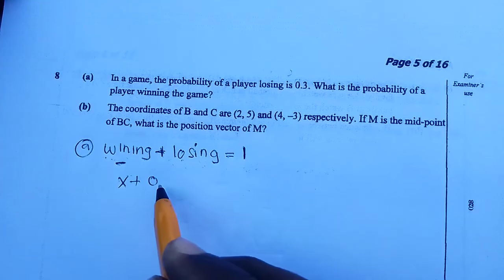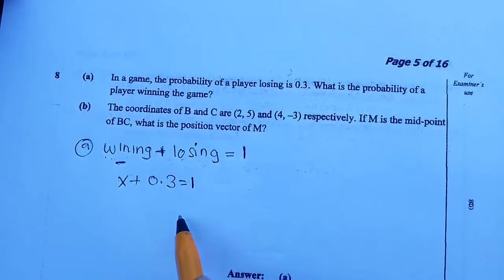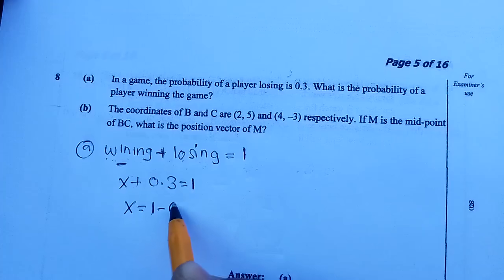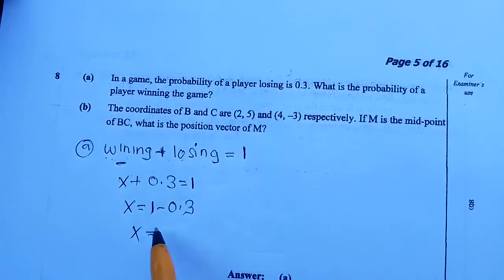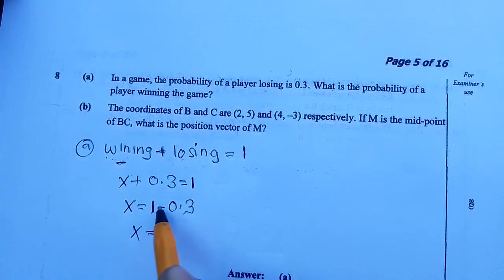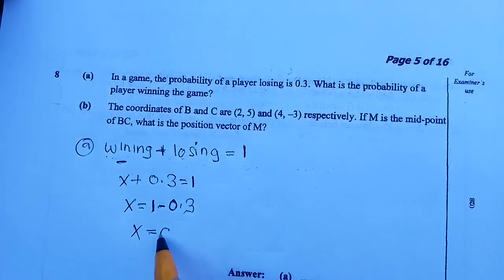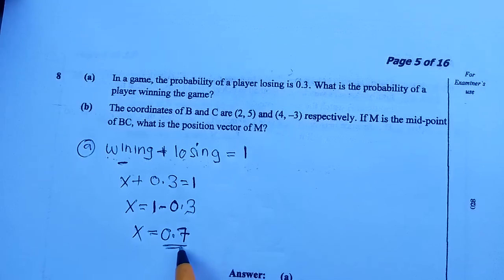0.3 you are given in the question, 0.3, which is equal to 1. You group like terms. Say x is equal to 1 minus 0.3. So x is now equal to what? When you say 1 minus 0.3, you count from 0.3: 0.4, 5, 6, 7, 8, 9, until you reach a 1. So here you are going to get 0.7. Have you seen? This is your answer.